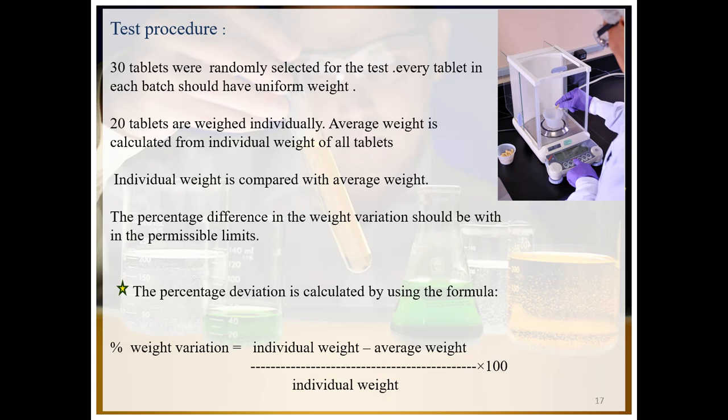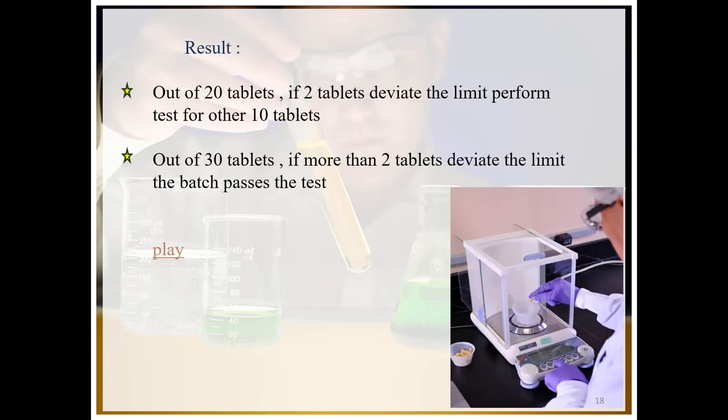You can see here in this experiment. Okay, come to the results. These are the possible results. Out of 20 tablets, if two tablets deviate from that limit, then perform the test for another 10 tablets. It means that in addition, you will take 10 more tablets to perform this test.